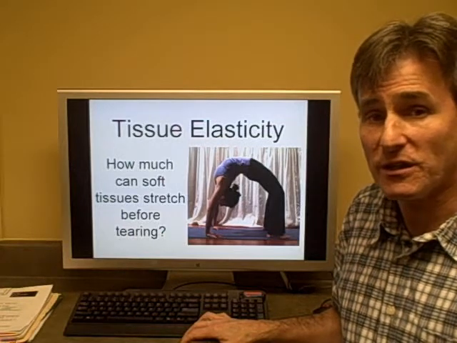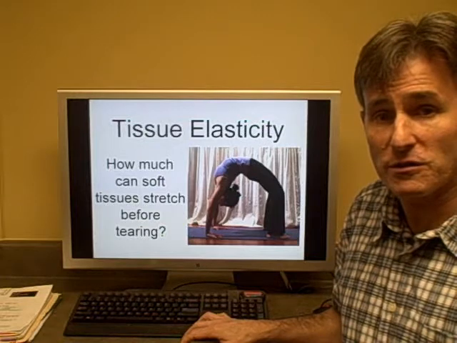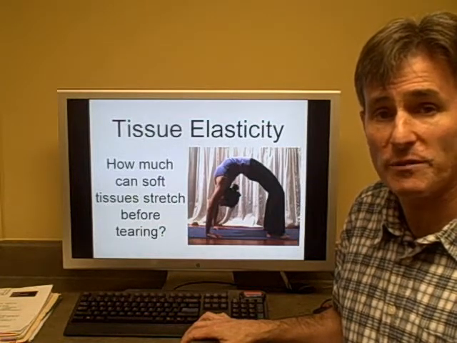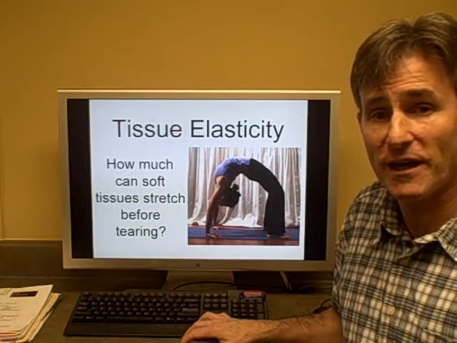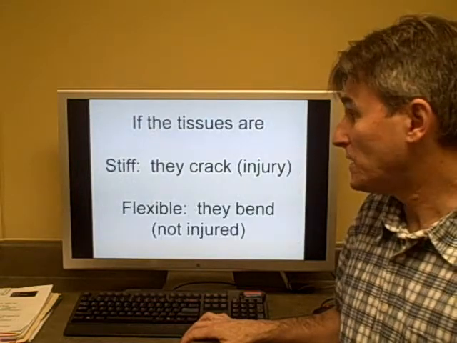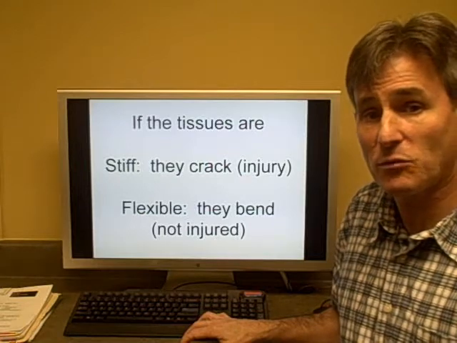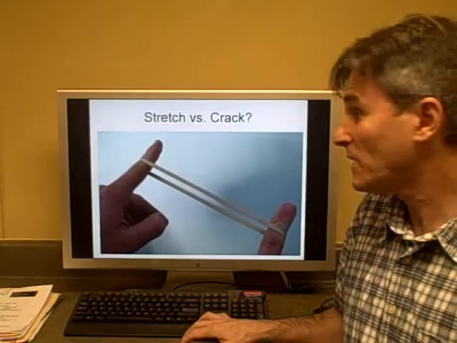Now, any material has a certain elastic property. Like a stick in the forest, you might find one that's fresh off the tree and it's very flexible, and an old one that might have been dried out will be very brittle. So what happens with our plantar fascia, as we get older, it gets less flexible. The stiffer the tissues are, the more likely they are to crack, and the more flexible they are, the less likely they are to crack or tear.